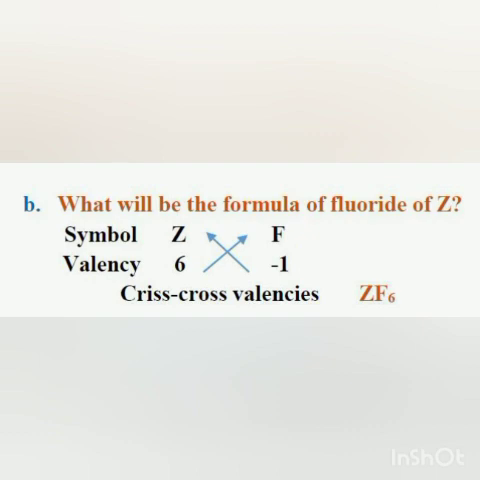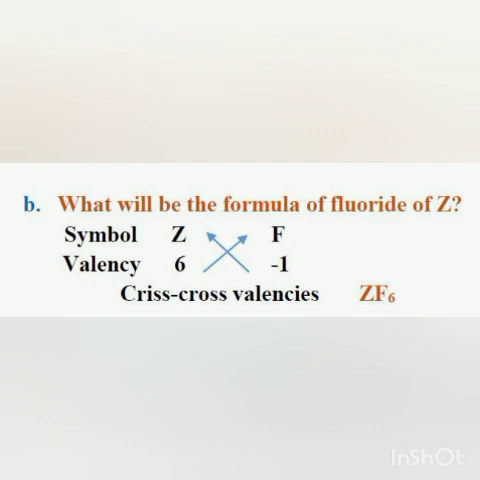Now symbols: one element is Z, another one is F, fluorine. The valency of Z is 6, which we have just calculated, and the valency of fluorine is -1 and the valency of Z is +6. Now when we crisscross the valencies, we get ZF6. So this formula ZF6 shows that the valency of Z is 6 and valency of fluorine is 1. Understood or no? I hope it is clear to everyone.